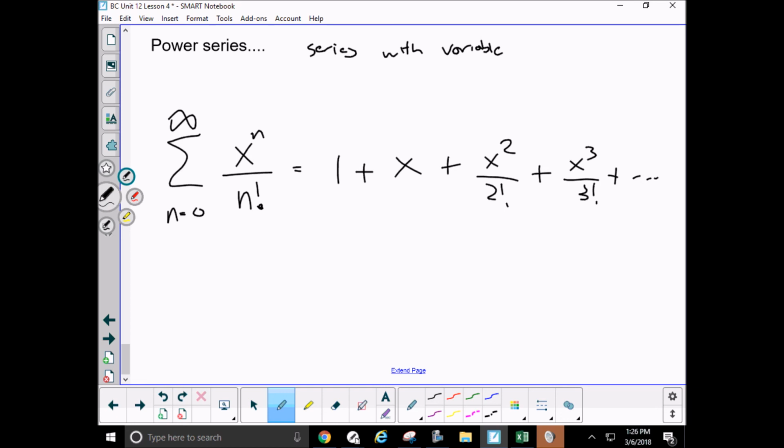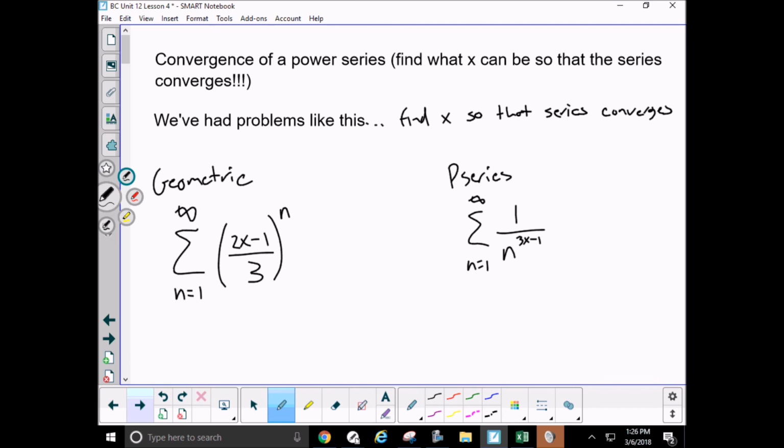Now we have had problems so far in this unit talking about the convergence of some of these power series. Okay, we've done problems with geometric series and with p-series asking us, hey, find this x value so that the series converges. And for a geometric series, all you care about is the absolute value of r being less than 1. So you would take this inside 2x minus 1 over 3. The absolute value of that, make sure it's less than 1. That gives you an equation 2x minus 1 over 3 is less than 1 and greater than negative 1.